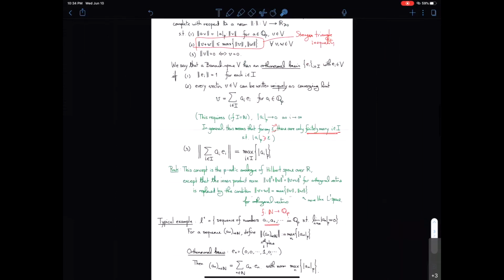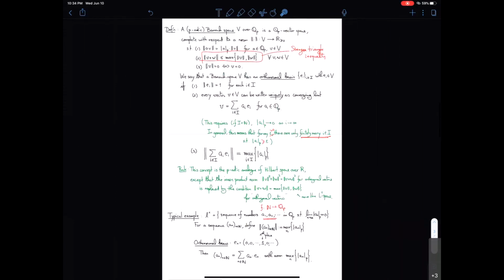Are there any questions about this before I move on? This gives you a very non-trivial example of a p-adic Banach space, which is very important for us later. Just the concept of p-adic norm, p-adic spaces. No questions so far, but I'll let you know.